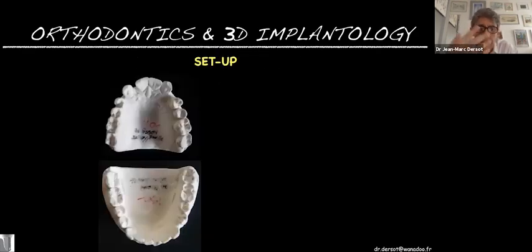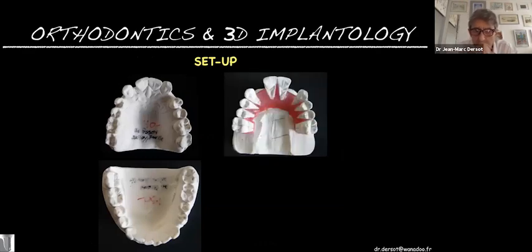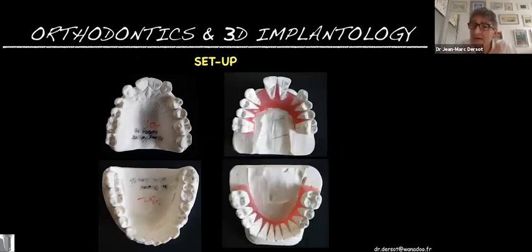So as I told you, the ortho does a setup. But at this time, I don't see the patient. I ask the orthos to send me the setup, and I measure the space between the two central incisors and the two canines. On the right side, it was 7 millimeters. On the left side, it was 6.5 millimeters. So theoretically, and I say again, theoretically, the space between the two teeth is compatible with the insertion of a narrow implant, about 2.8, 3 millimeters maximum.